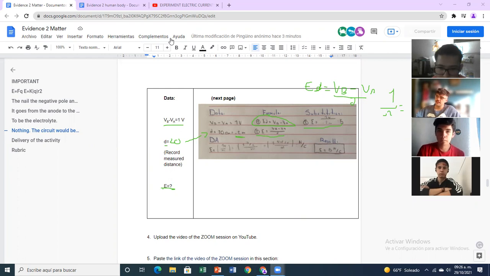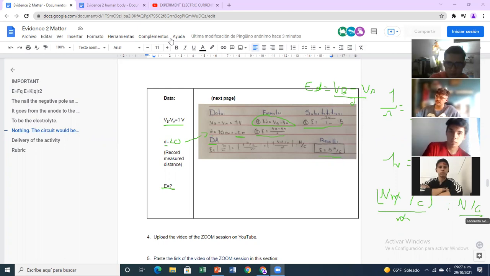For the dimensional analysis, 1 volt equals 1 joule over coulomb, and 1 joule equals newtons times meters. Dividing by the meters of distance between the nail and the copper wire, we get newtons over coulomb. So the electric field is equal to 5 newtons per coulomb.